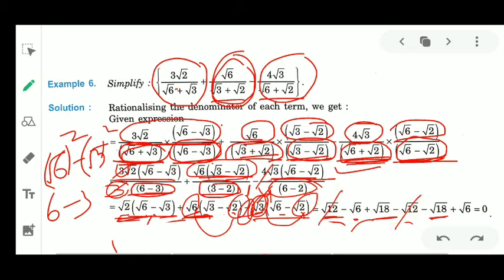Positive root 12 and negative root 12 will be cancelled, and negative root 6 and positive root 6 will be cancelled, and positive root 18 and negative root 18 will be cancelled. Then we will have 0. Clear?